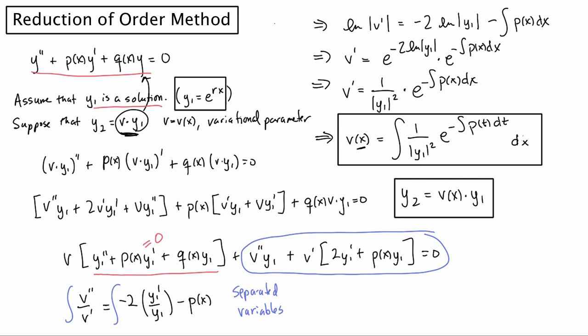I want you to know what our assumptions were. The assumptions are the big thing here. The assumption was that y1 is a solution, and a second solution could be found by taking a variational parameter times the first solution. It's a very common technique in differential equations. The main things that you need to carry away with you here are these two formulas at the end that are going to give us the second solution that we need for our fundamental set.